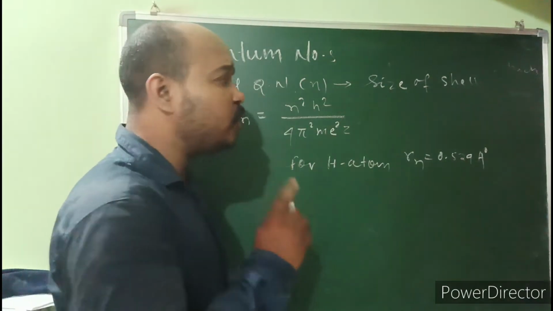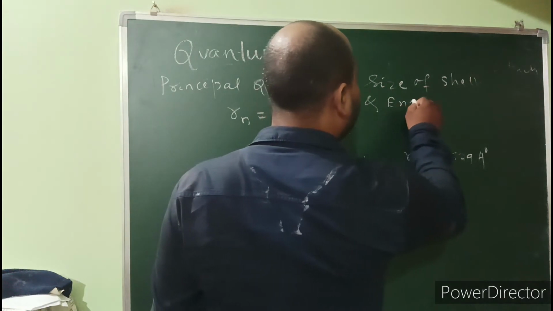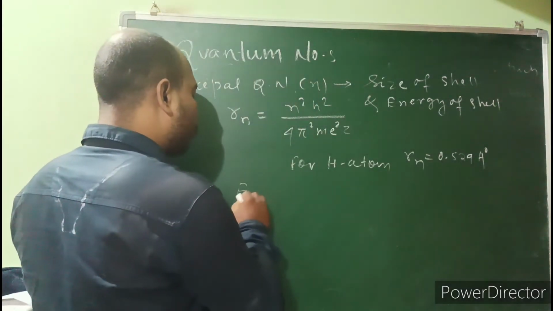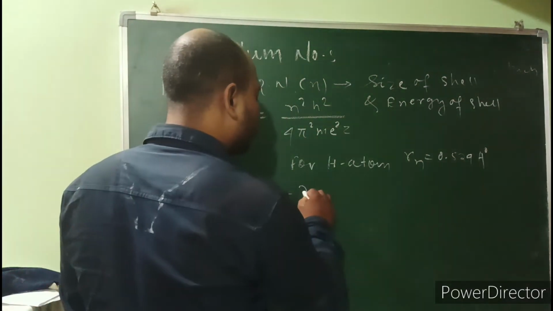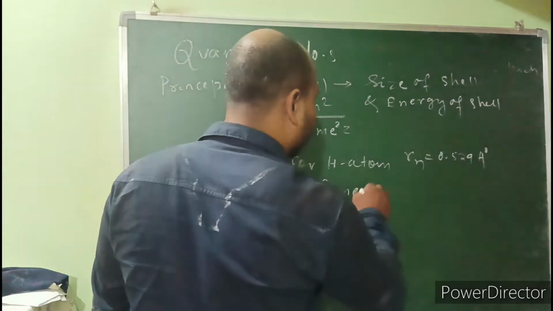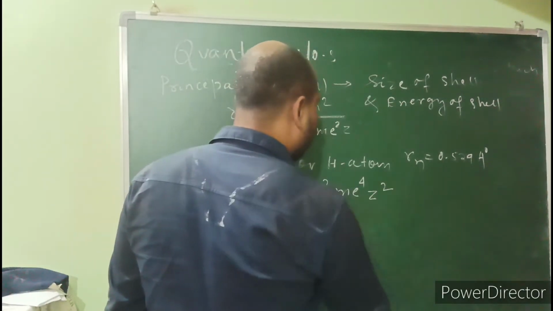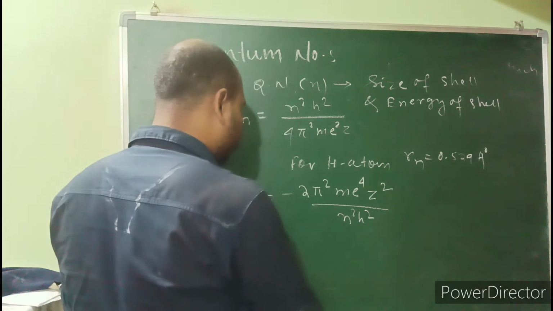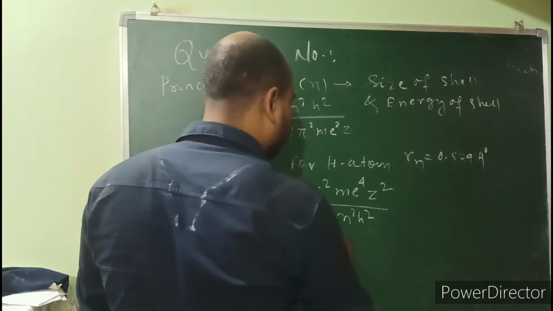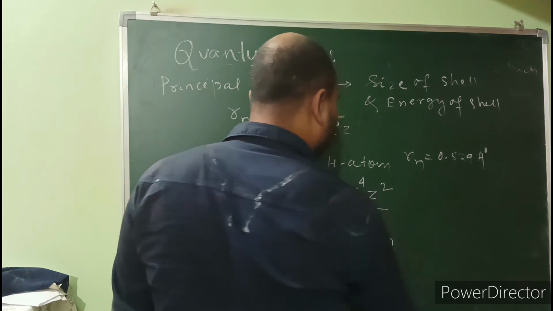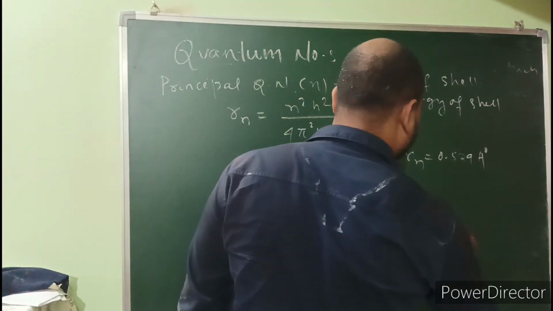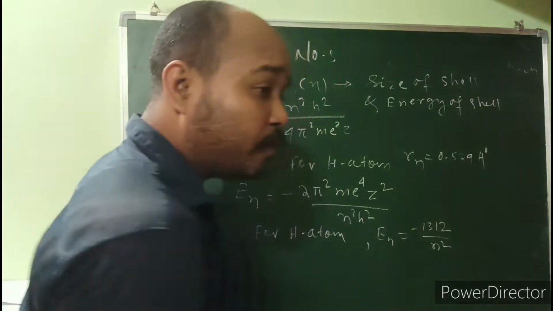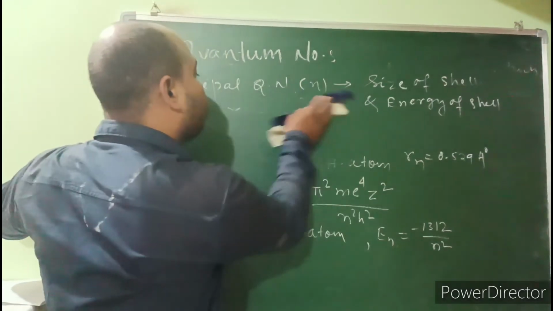Similarly, we can determine the energy of the shell also. The energy formula for the nth shell will be minus 2 pi square m e to the power 4 Z square upon n square h square. For the hydrogen atom, the energy can be determined as minus 1312 by n square. That is the value. Now we will discuss what the principal quantum number is.